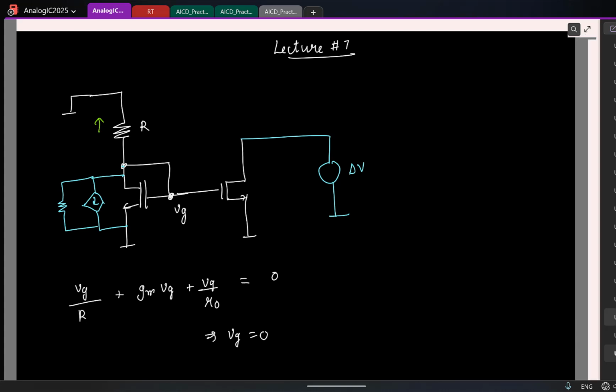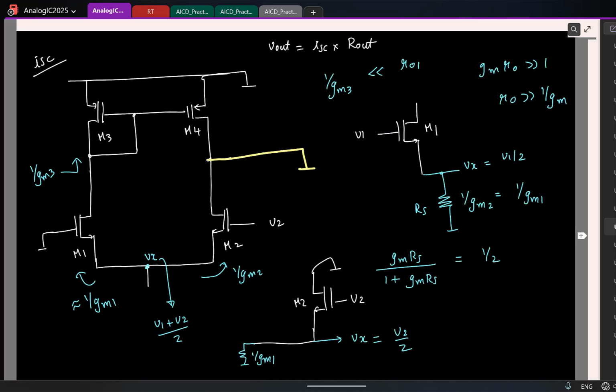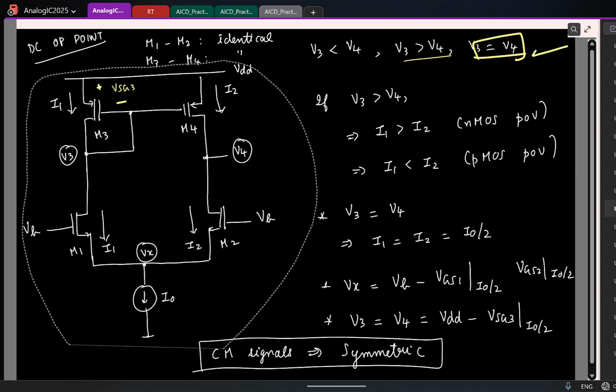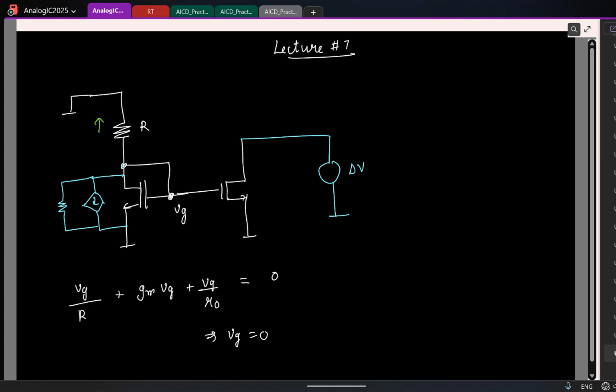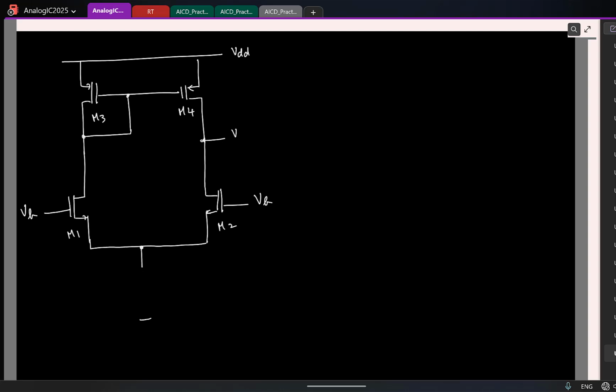So now let me copy this. Let's see if I can. I'll copy it from here. Let me erase this. Sorry. I'll replace it with a transistor. I'll call this M0, and it is biased with a current of I0. And I'll apply small signal V1 and small signal V2 here, and this is my V.